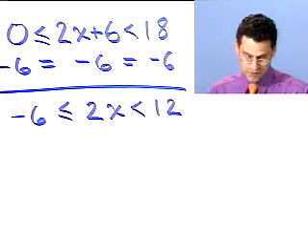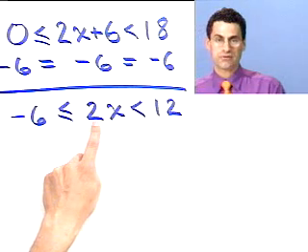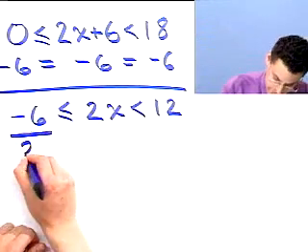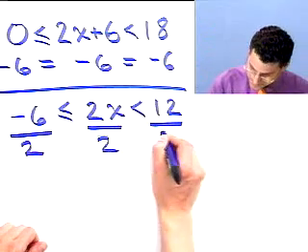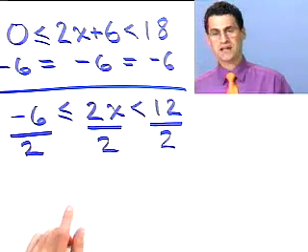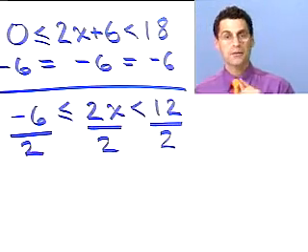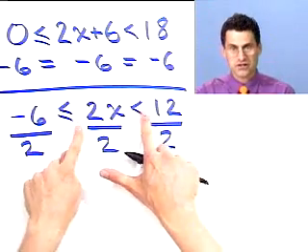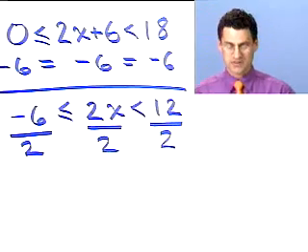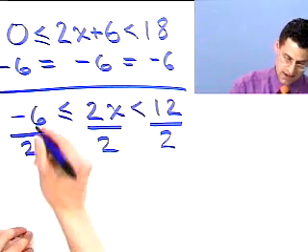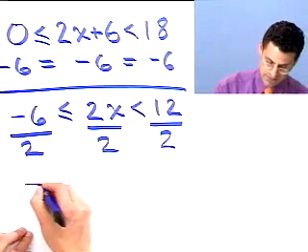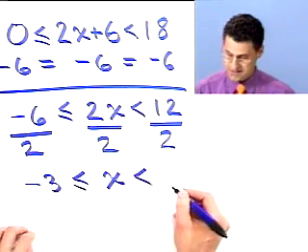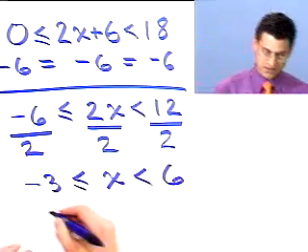What would I do now? Well, now I'm going to want to get rid of that multiplicative factor of 2 by dividing by 2, but I divide everything by 2 to keep everything the same and balanced. Will my signs flip? No, because 2 is positive. But if 2 were negative, then both of these signs would actually flip. But since 2 is positive, everything stays as is. I see negative 6 divided by 2 is minus 3, less than or equal to x, which in turn is less than 6. So there's the solution.